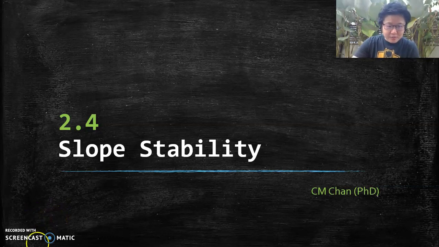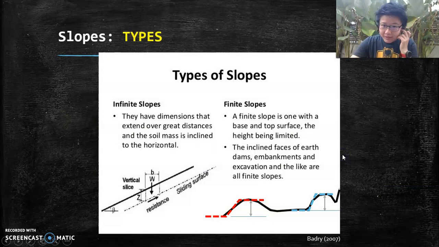Okay, now let's move on to the last subtopic of your chapter 2, that is 2.4, slope stability. This should be interesting because we see slopes all the time, and hopefully after this subtopic you would look at slopes differently and you wouldn't just say "tanah runtuh", you would use terms like instability, sliding forces, driving forces, pore pressure, and things like that.